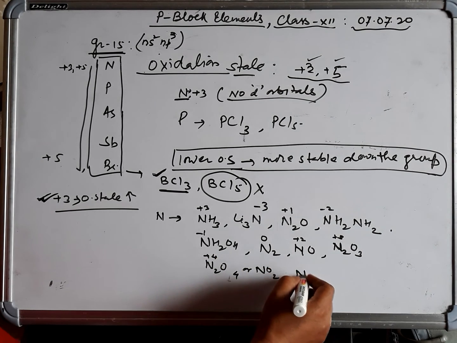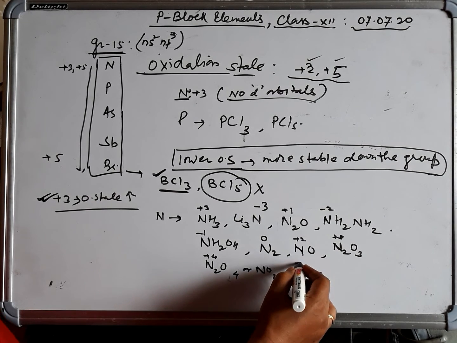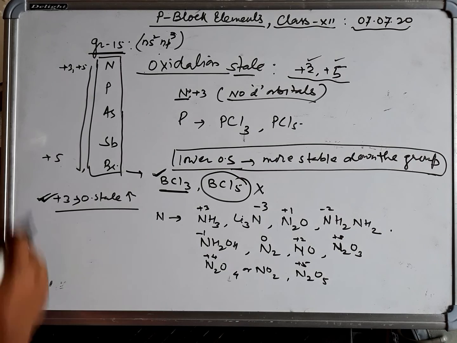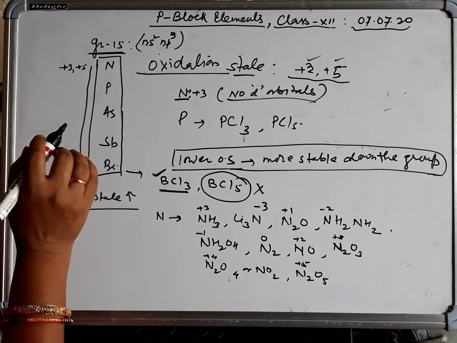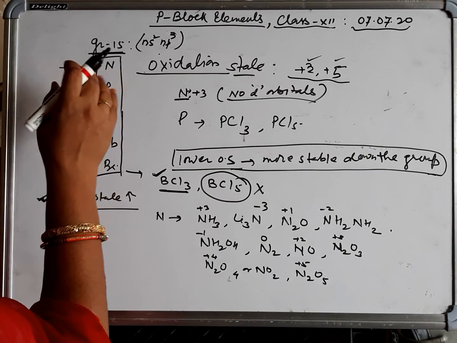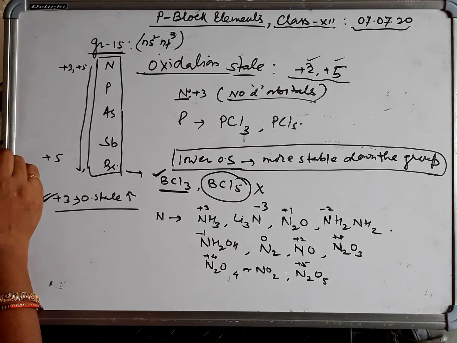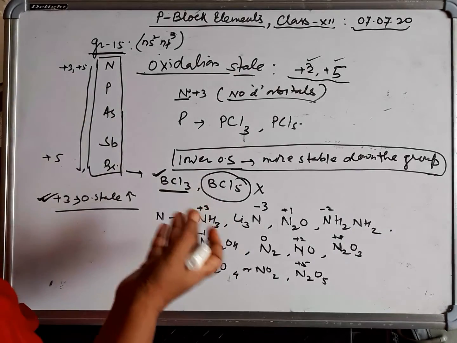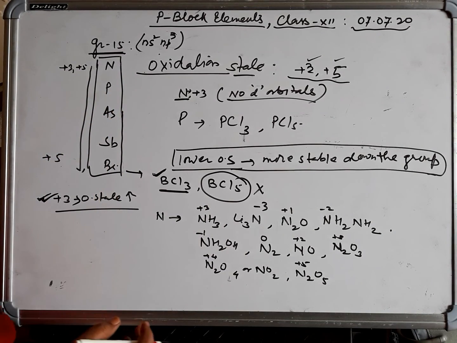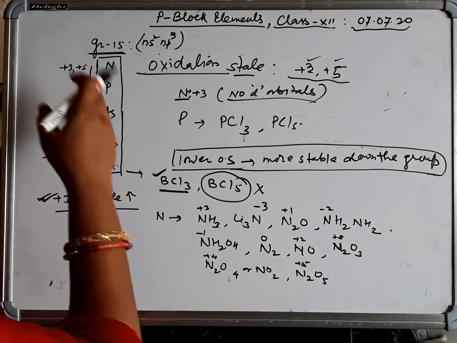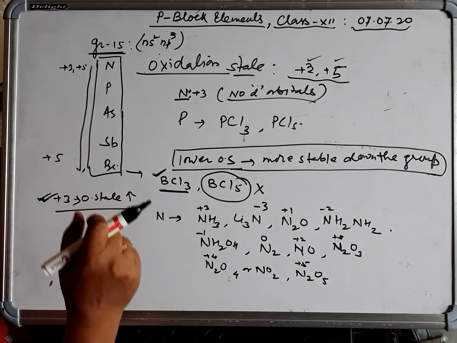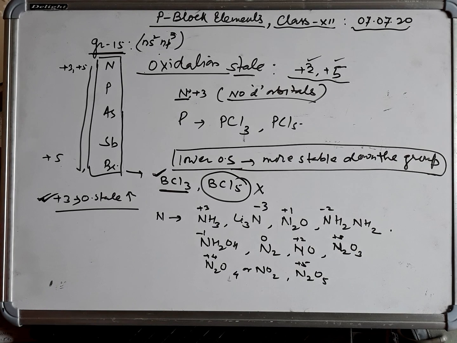In fact, students, give more concentration to the first member of each group, because the first members of groups 15, 16, 17, 18 have anomalous character. So pay more attention to the characteristics of the first member, what is the extra or anomalous behavior compared to the other members. Next class we will discuss further characteristics of this group.